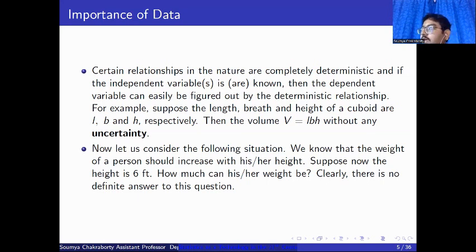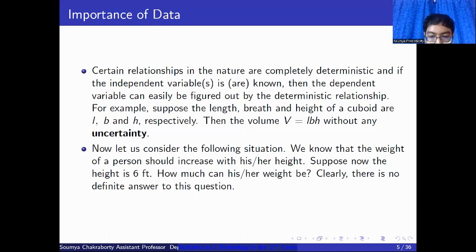Like if you give a equals 2 and b equals 3, then we know what is (a plus b) whole square. That must be equal to a square plus b square plus 2ab. Or if we concentrate on this particular example, suppose the length, breadth, and height of a cuboid is L, B, and H respectively, then without any doubt, without any uncertainty, the volume of that cuboid will be L times B times H.